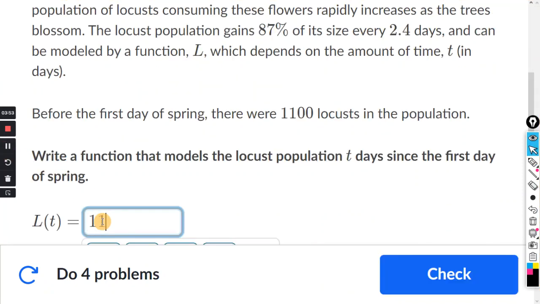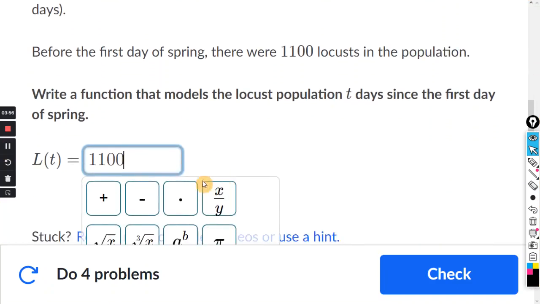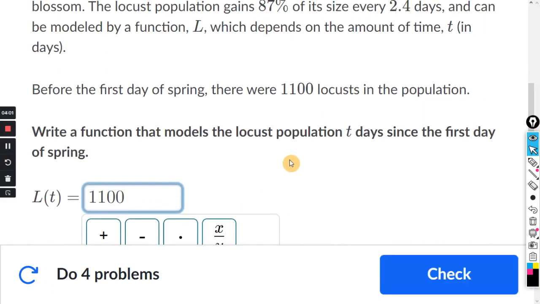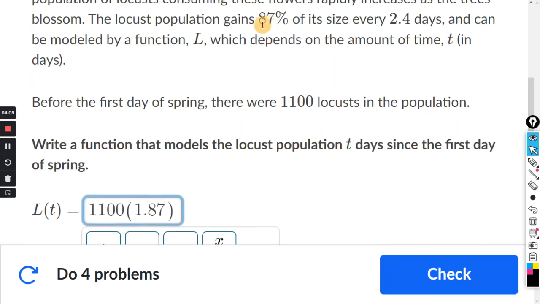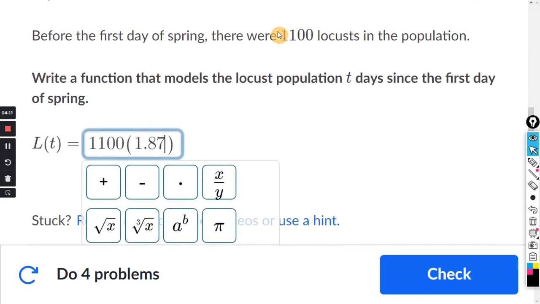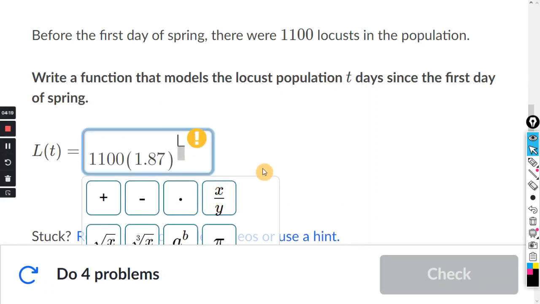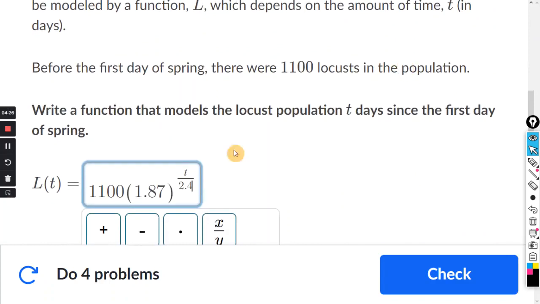So it's going to be 1,100, and use the dot for multiplication, or you can use parentheses. It really doesn't matter. I'll use parentheses. And it's going to be 1.87. That makes it increase by 87% each time. Outside the parentheses, this is for the exponent, so make it a fractional exponent, and we said it's going to be t over 2.4, because we want it every 2.4 days. So there's your answer.